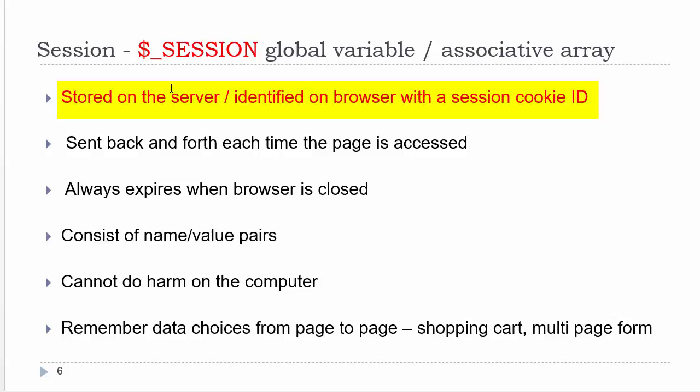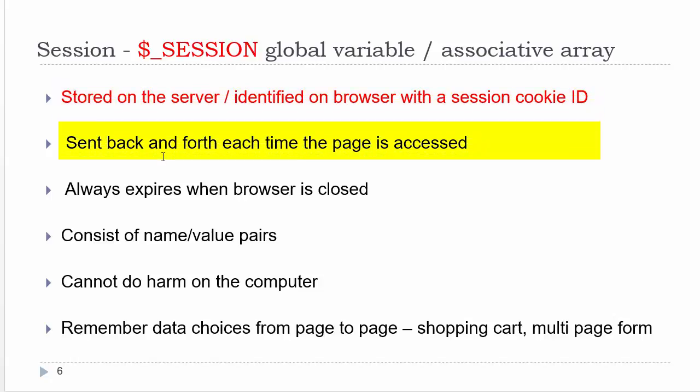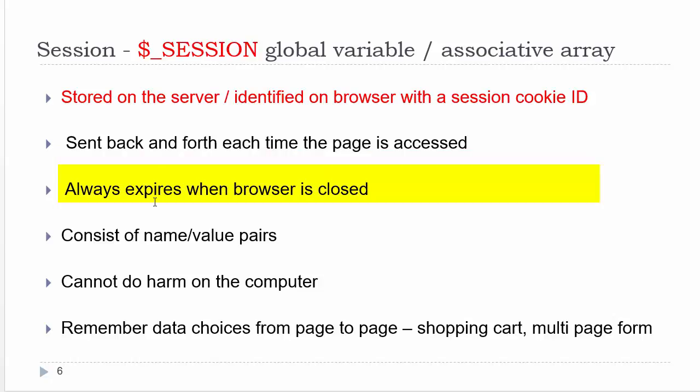However, it is identified on the browser with a session cookie ID. So an ID is written and stored on the browser. And that ID is sent back and forth each time the page is accessed so that that information is being tracked from page to page. Sessions always expire when the browser is closed. You cannot save a session. And sessions are not contingent upon cookies. A user may disable a cookie in the browser and the cookies won't work. However, the session will always work.